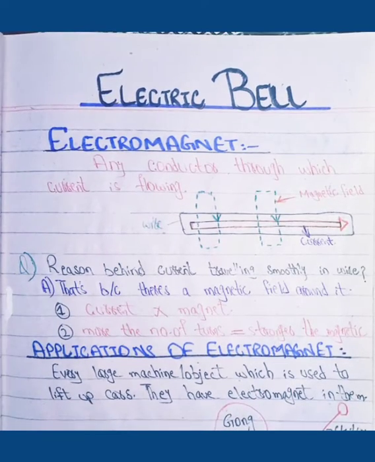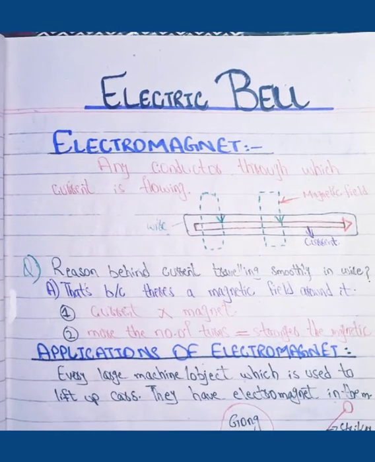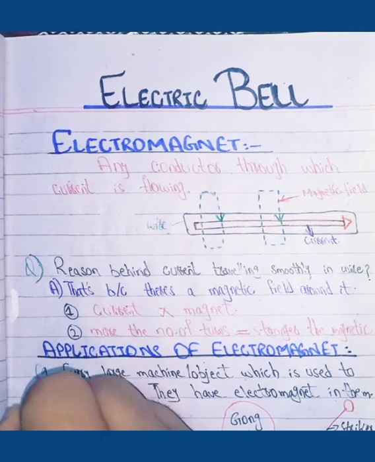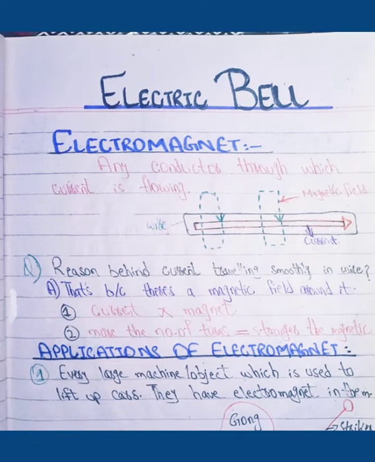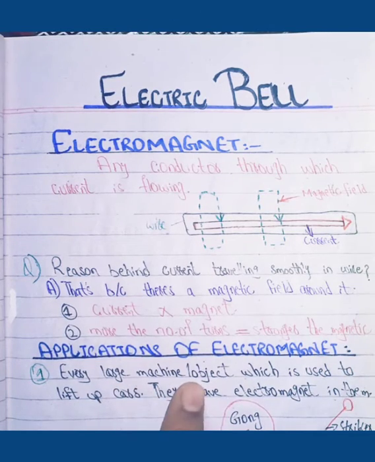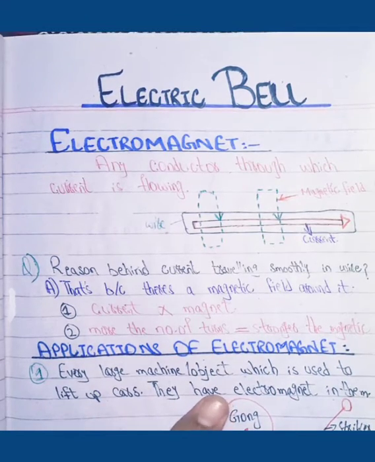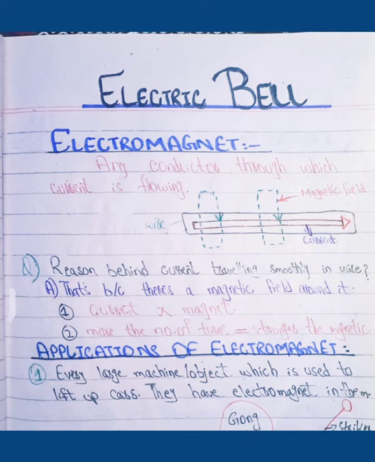The number one application which we commonly use in our daily life: every large machine or object which is used to lift up cars has an electromagnet in it. The electromagnet is so strong that it can lift the whole weight of the car. So every machine which is able to lift up a car, that's the electromagnet.